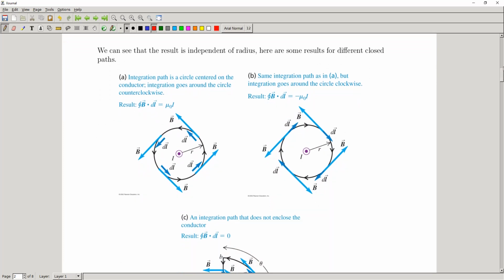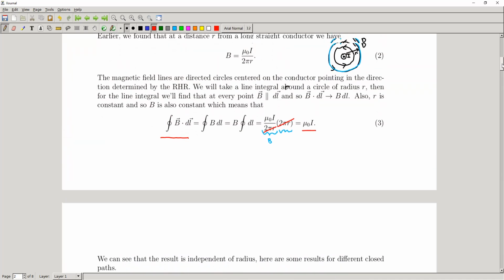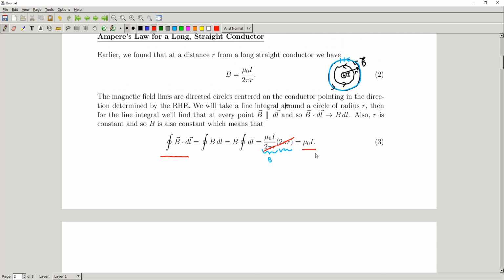Okay, so the first thing to notice is that the result is independent of radius. So we could have chosen a circle of any radius we wanted. We could have chosen this inner radius. I could choose a radius way out here. It really doesn't matter what we choose. In the end, we're going to get the same result. Okay.